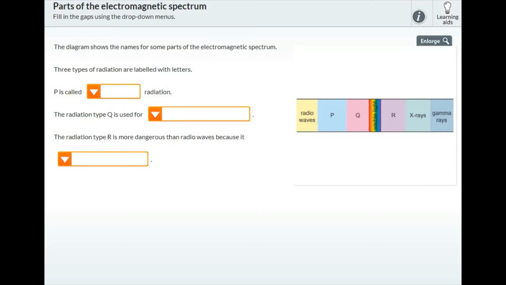Parts of the electromagnetic spectrum. So it says fill in the gaps using the drop-down menu. The diagram shows the names of some parts of the electromagnetic spectrum. Okay, remember, so we've got radio waves at one end.